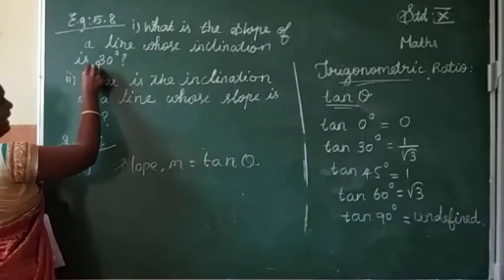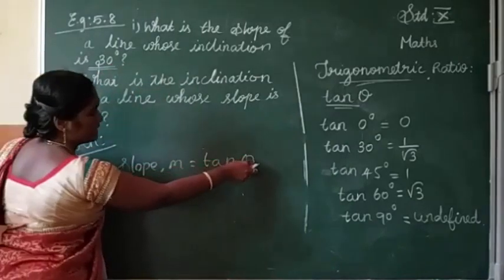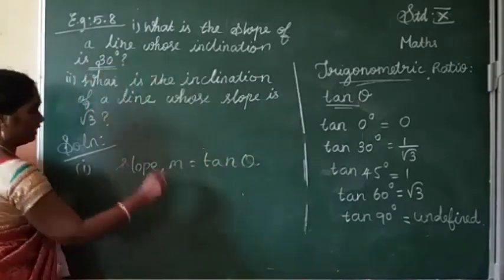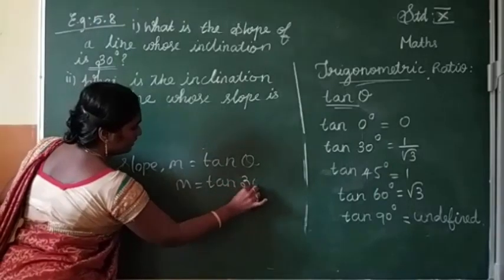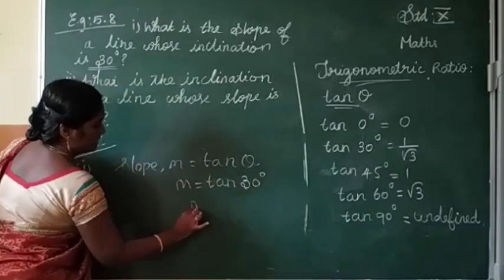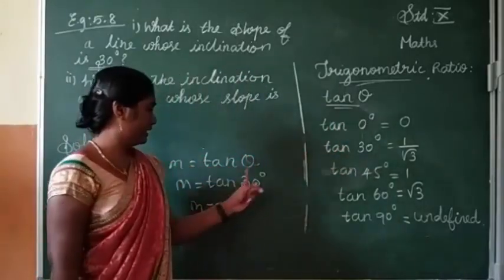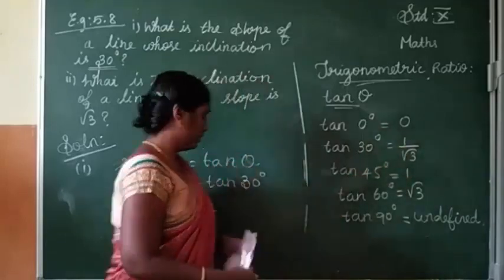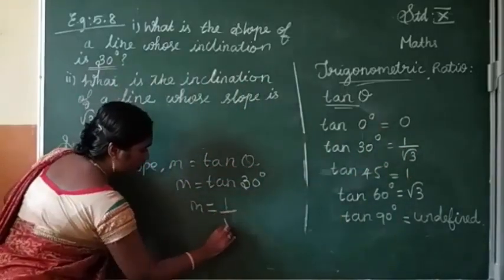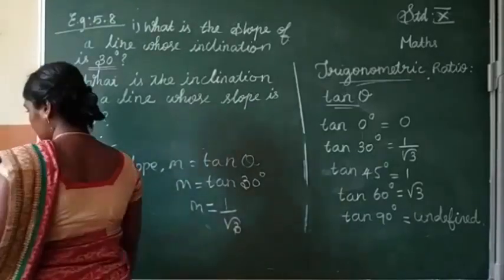See here angle value they already given. So instead of that theta, you put that angle value. Therefore M is equal to tan 30 degree. So what is the value of tan 30 degree? Value of tan 30 degree is 1/√3. Therefore the slope value is 1/√3. Then the second case.